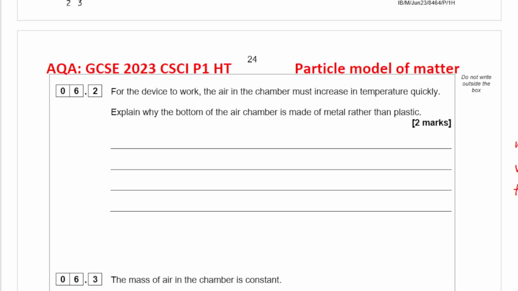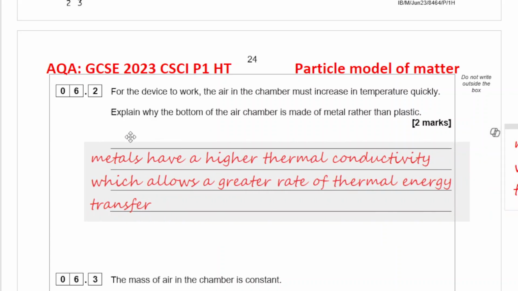For this device to work, the air in the chamber must increase in temperature quickly. Explain why the bottom of the air chamber is made of metal rather than plastic. Now, metals are better thermal conductors than plastic, so it allows a greater rate of energy transfer. So metals have a higher thermal conductivity, which allows a greater rate of thermal energy transfer.